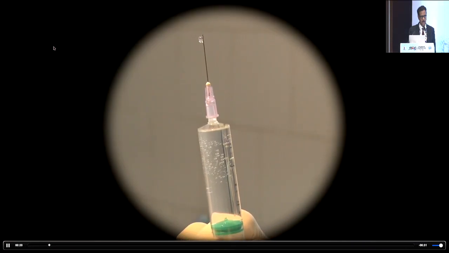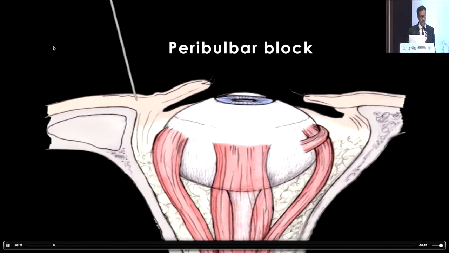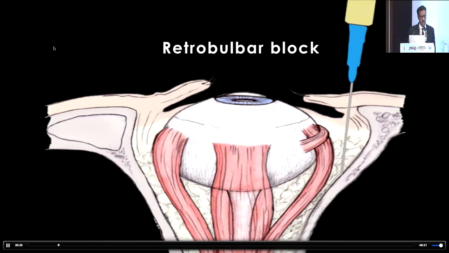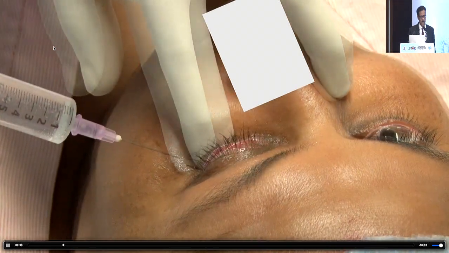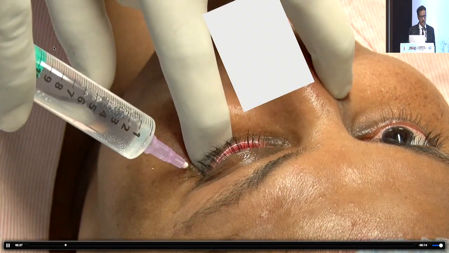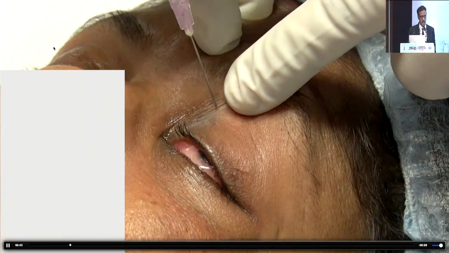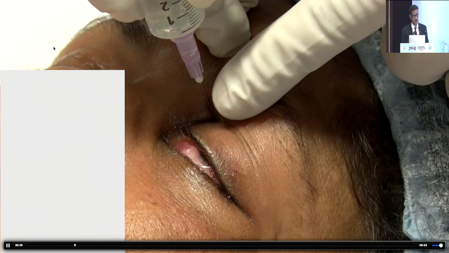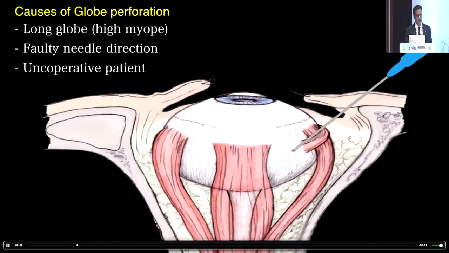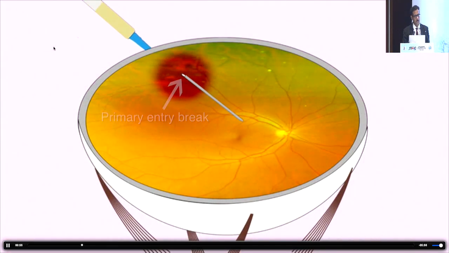Good, safe anesthesia is essential for any intraocular surgery. Conventional methods are the peribulbar block, injecting the anesthetic solution outside the muscle cone, and the retrobulbar block, inside the muscle cone. The inferior injection is given at the junction of the outer one-third and inner two-thirds of the lower orbital rim, directing towards the apex of the orbital muscle cone. The superior injection is given usually nasally, just above the medial canthus along the supraorbital bony notch, but in high myopes or with faulty needle direction it can lead to globe perforation by the needle.